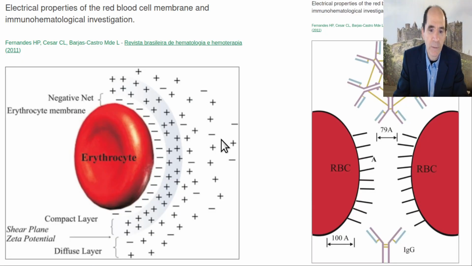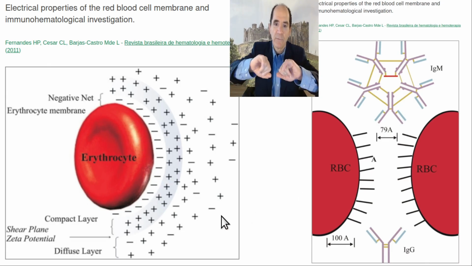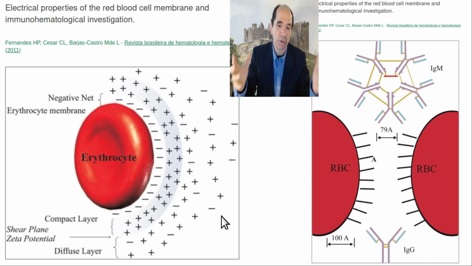Okay, now we talked about the red blood cells and their zeta potential. So the zeta potential is a negative charge on the outer surface of the red blood cell. And two red blood cells will have a negative charge, so they'll repel each other, which is good. You don't want them to stick together.